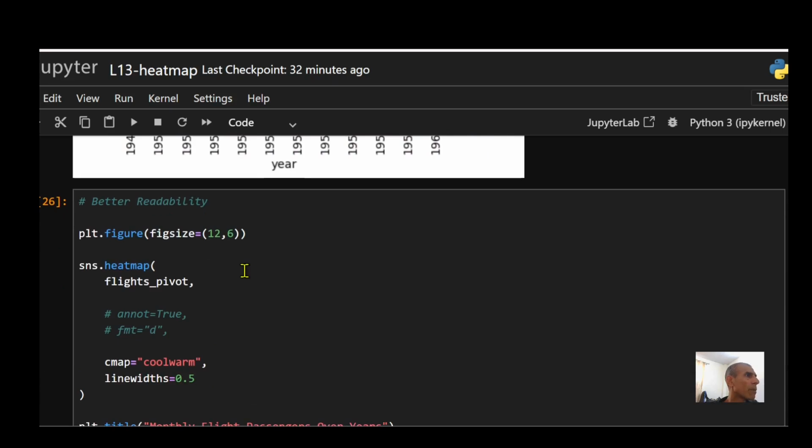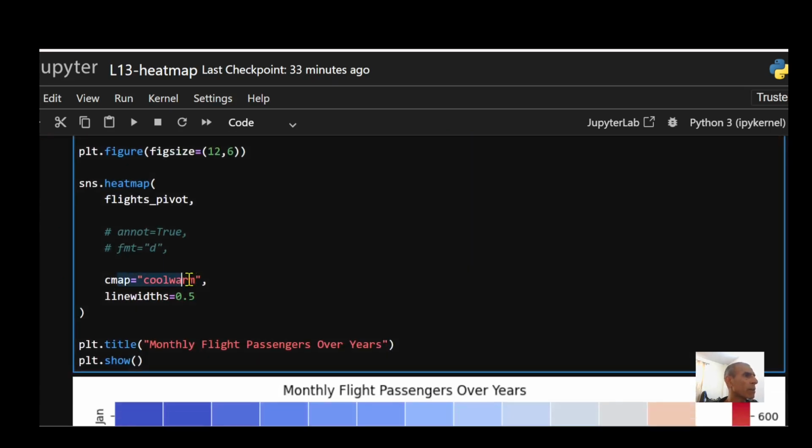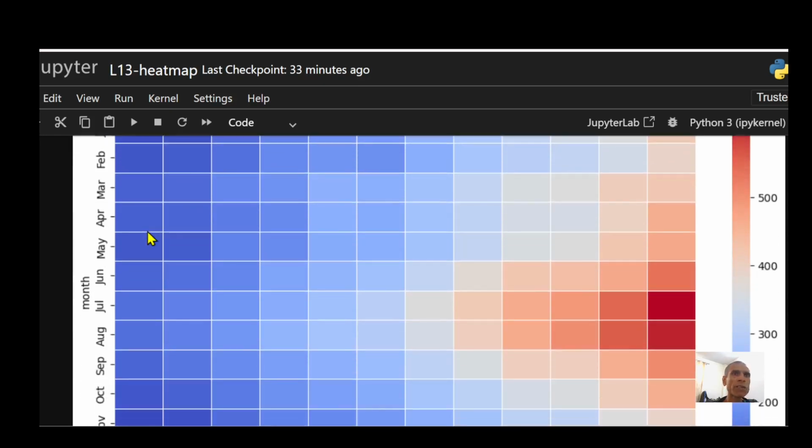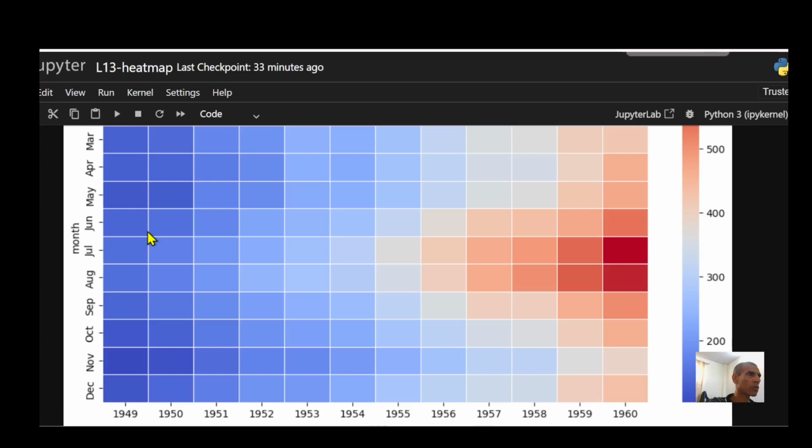Maybe for better readability, you don't want to see the numbers. Maybe you want to use a different type of color map, and you want to use a line width of 0.5. You can do that too. So in this case, I plot my heat map again, and when I run this, it gives out this plot right here. Let me decrease the size of the screen so it's visible.